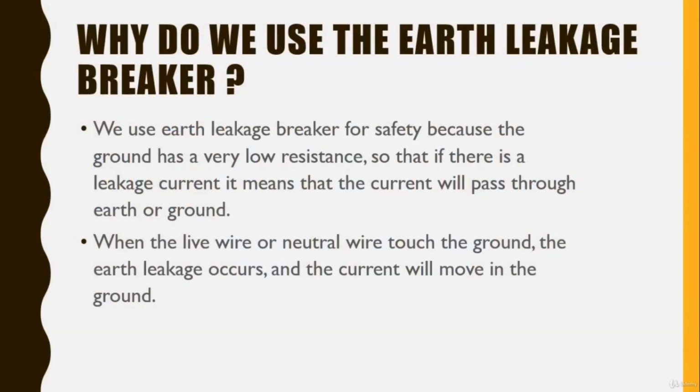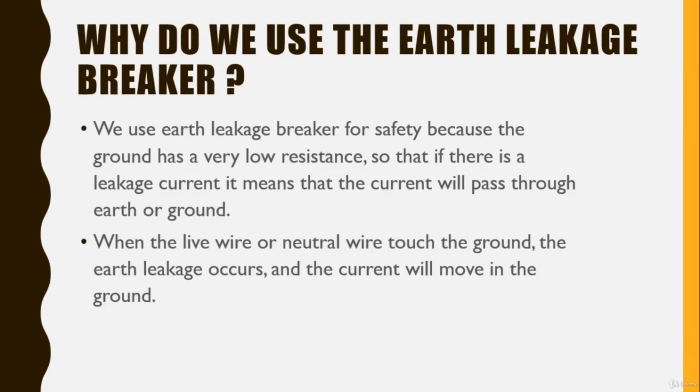You have to know that the ground or the earth has a very low resistance, so that if there is a leakage current, it means the current is passing through the earth or the ground. What do we mean by a leakage current? A leakage current means that the current has strayed from the right way, or in other words, the current is no longer moving or passing through its own way.